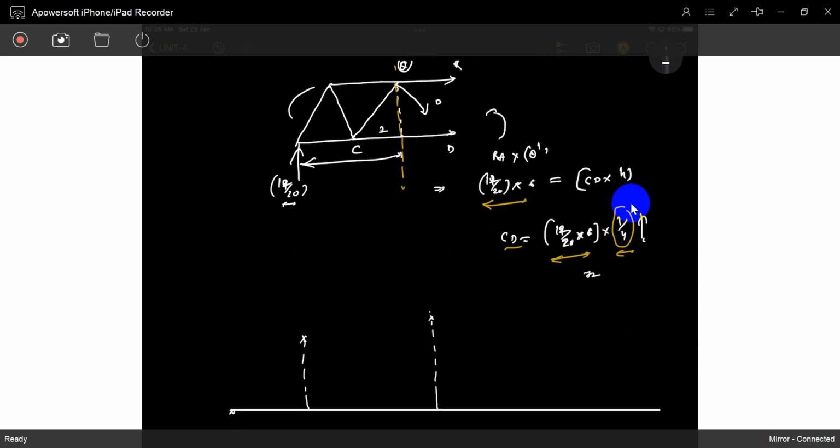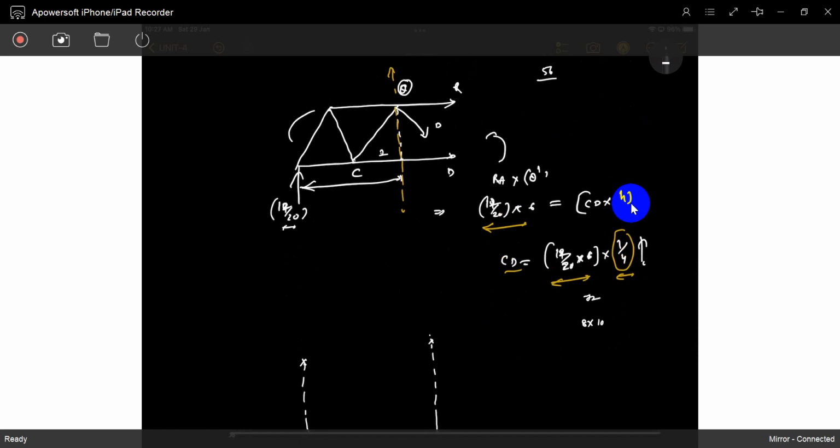When the load is at E, it reduces. How does it reduce? 8 by... this is going to be 10, not 10. What is that value? The same 6 value. It's reducing. RA is reducing.